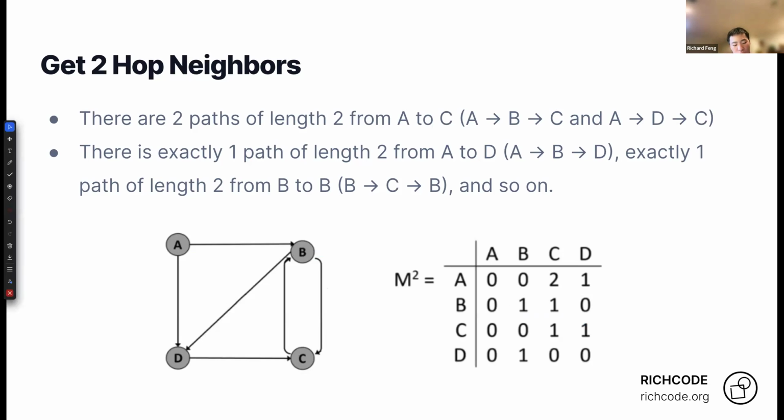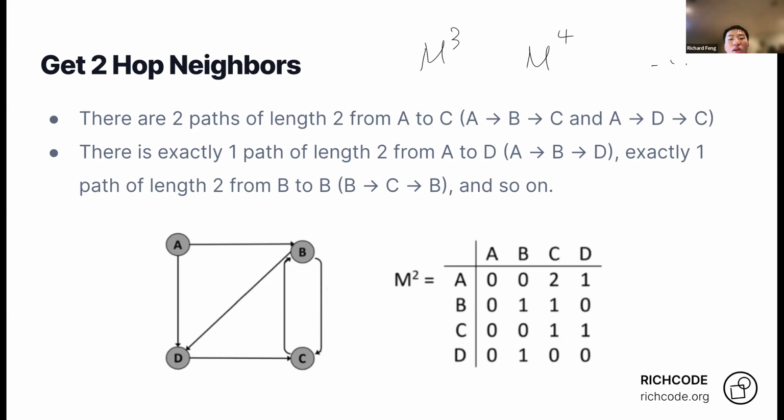And if we want to find 3 hop neighbors, we can do M cubed. And for 4 hop neighbors, that's M to the power 4, etc. So that's a reason why adjacency matrices are super helpful, because we can do operations with them to find the number of different paths of different lengths.